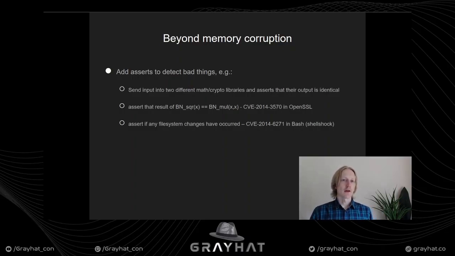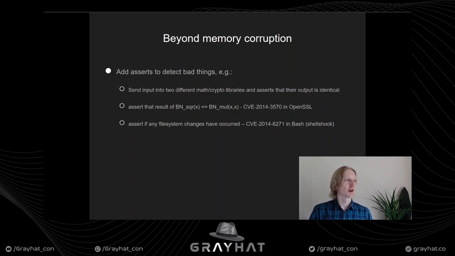You can find invariants within your own software. Like this next example here from OpenSSL. The square of a number is defined as the number times itself. So if you've got two different routines to implement that, you can just assert that the square of a number equals the number times itself. They used this to find that CVE there in OpenSSL.